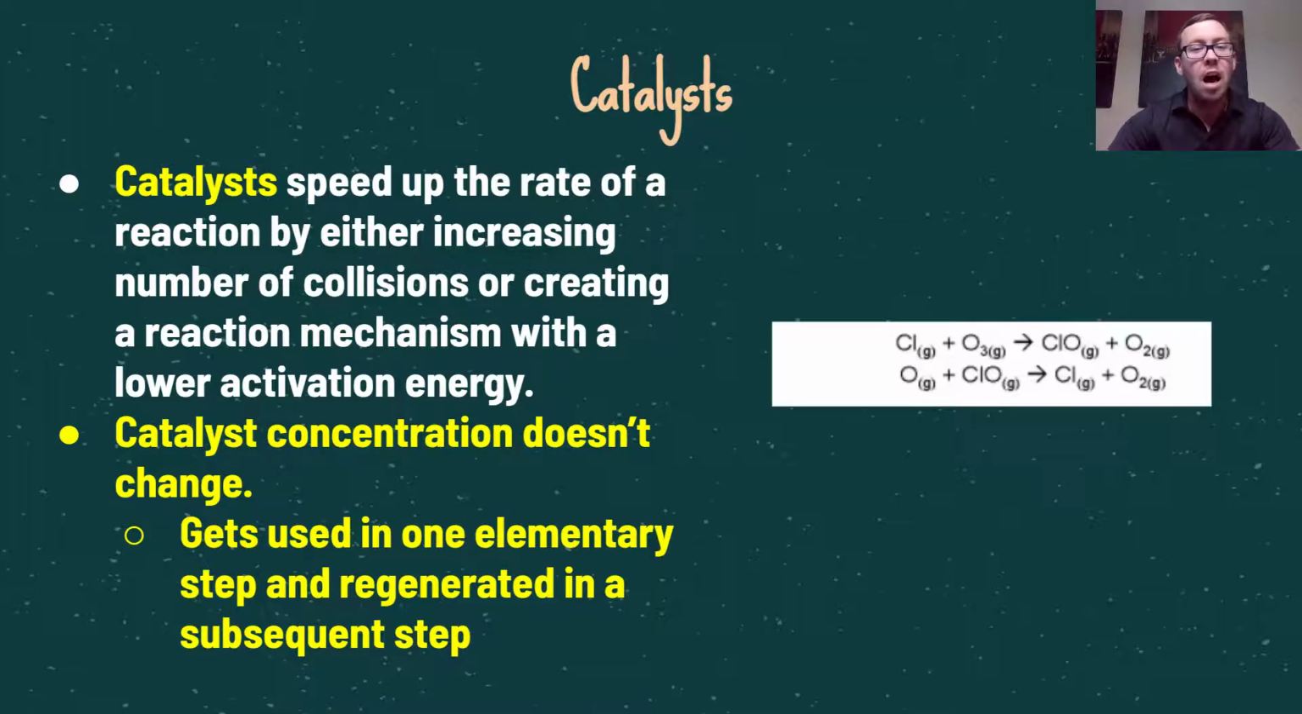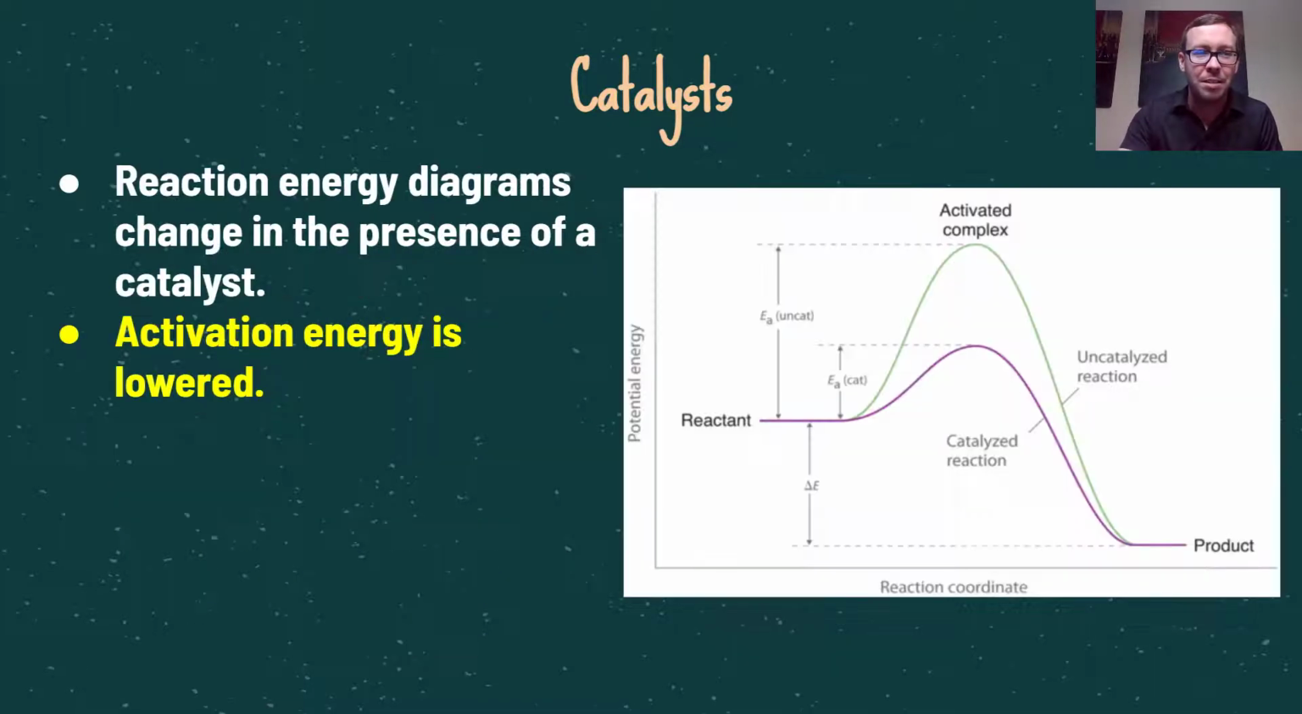Now, catalysts speed up the rate of a reaction by either increasing the number of collisions or creating a reaction mechanism with different steps and a lower activation energy. One thing to keep in mind is that catalyst concentration doesn't change, because, as we talked about previously, catalysts start a reaction, but then they end up as a product at the end of a subsequent step. If I look at the example here on the right-hand side, I notice that I start with chlorine, but I end with chlorine as well. So that would be representative of a catalyst in this particular chemical reaction.